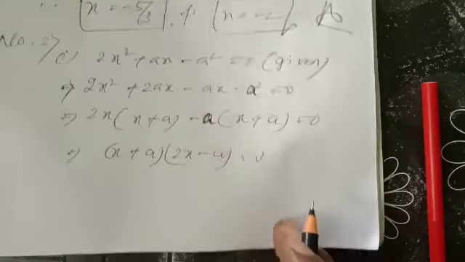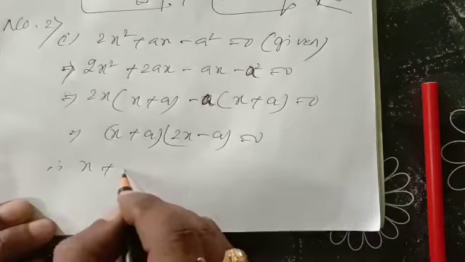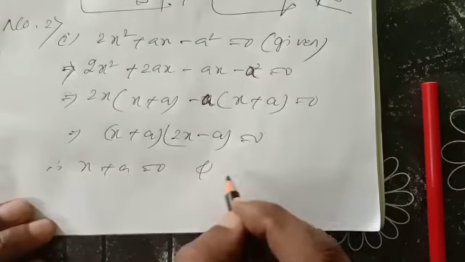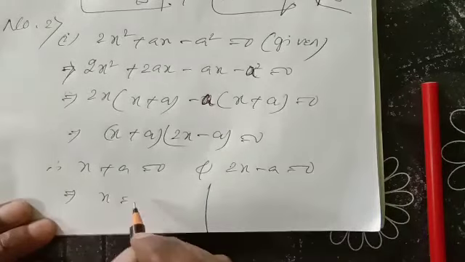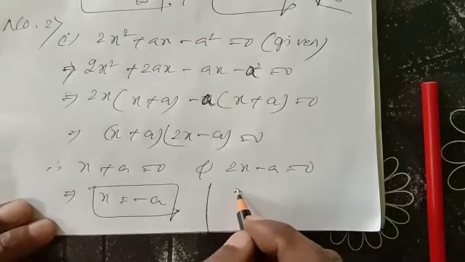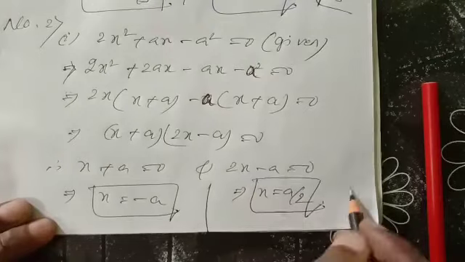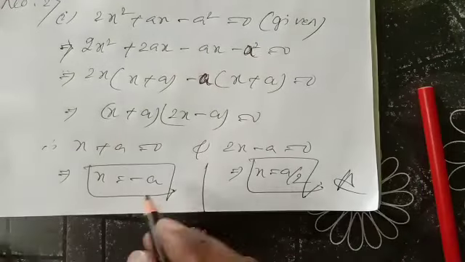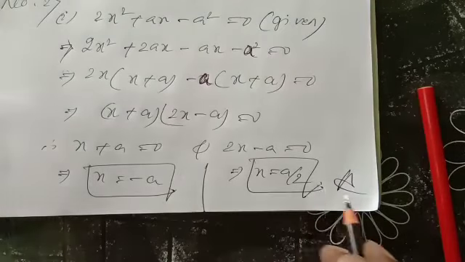Okay. After that, from the first bracket, x plus a should be equal to 0, and the second bracket 2x minus a also equal to 0. In this way, I will get x is equal to how much? x is equal to minus a, and here you will get x is equal to a by 2. Okay. So what is the answer? x is equal to minus a or x is equal to a by 2. In this way, I completed number 2 first part.